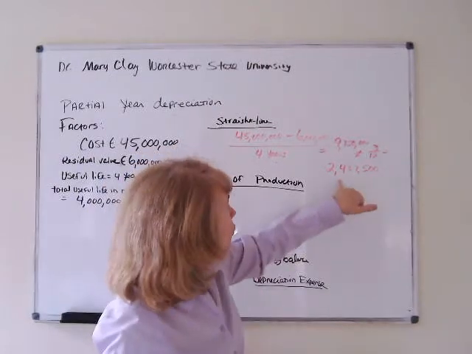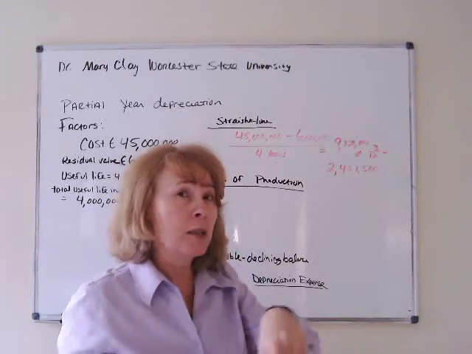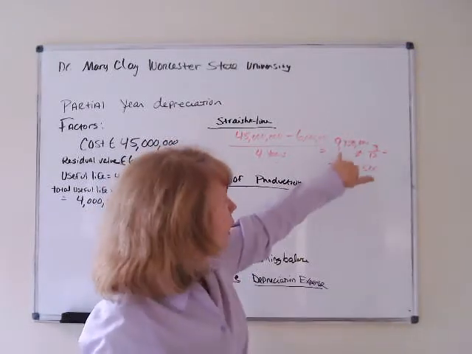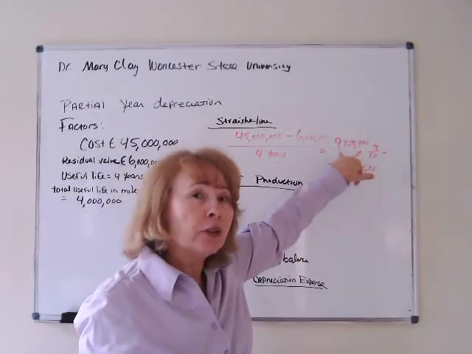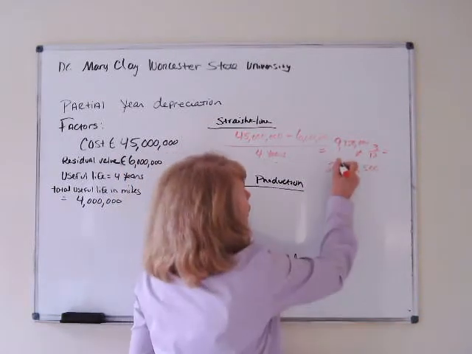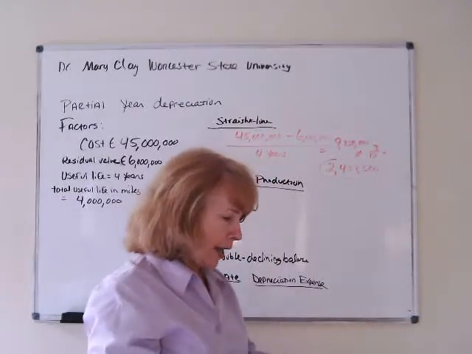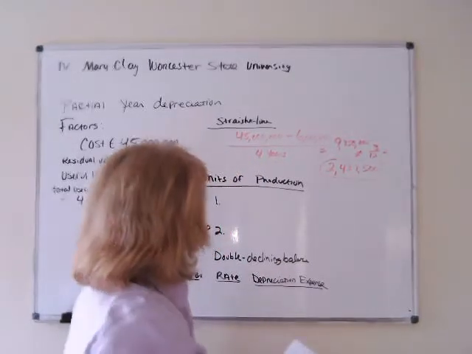Okay, so straight line, your answer would not be, everybody listen and don't make this mistake on your exam, would not be 9,750,000. It would be 2,437,500. Okay, now let's do units of production.